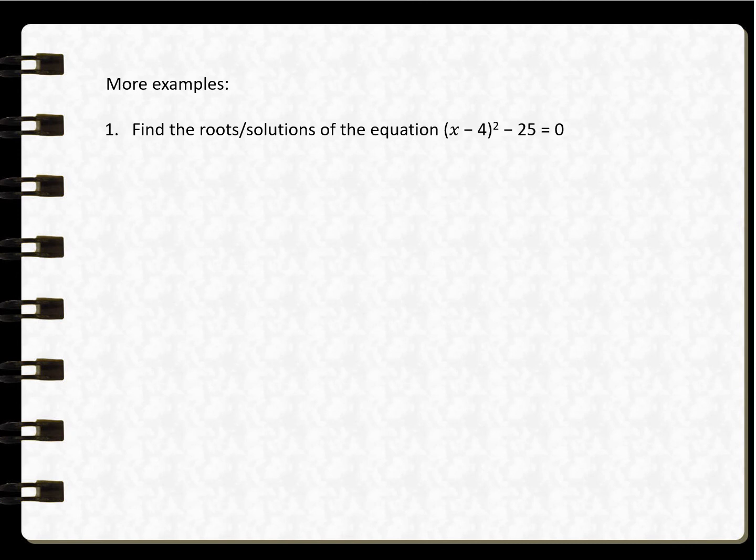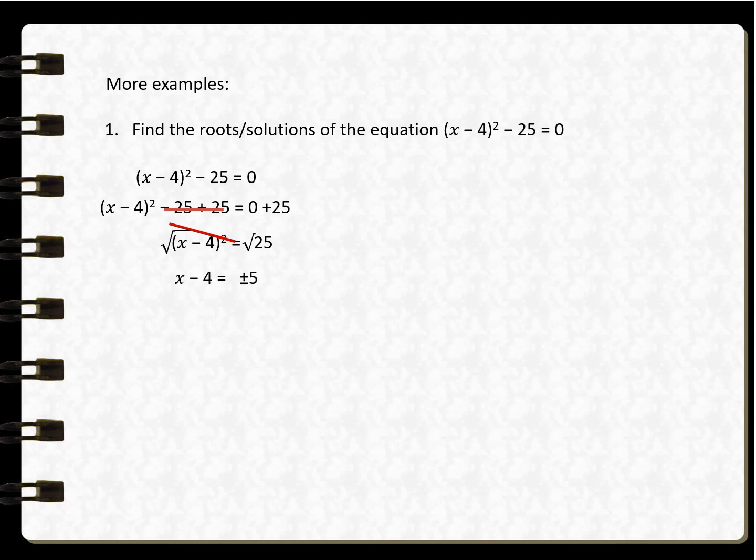Let's have another example. Find the roots or solutions of the equation (x minus 4) raised to 2 minus 25. So the first step is to copy our problem. And then, add 25 to both sides of the equation. Magdadagdag tayo ng 25 para makancel natin yung 25 na nasa kabila. And that gives us (x minus 4) raised to 2 equals 25. So get the square root. So we can cancel the radical sign and the 2 or the square. So that gives us x minus 4 equals positive and negative 5.